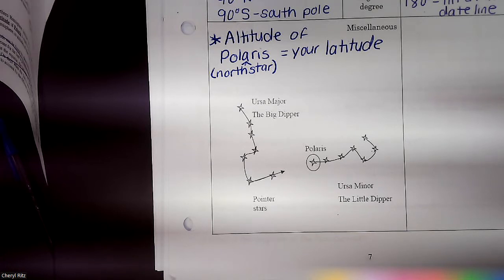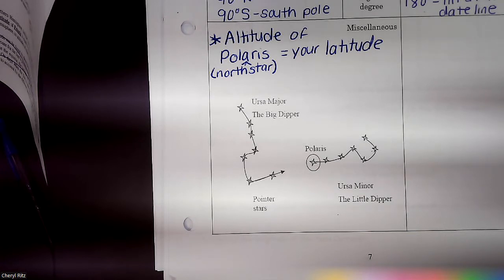Dipper is the same idea. They would dip it into a bucket of water to get water from a well, and then they dip their ladle in it to get water. They called it a dipper. So the Big Dipper looks like this. And can you see the ladle shape?